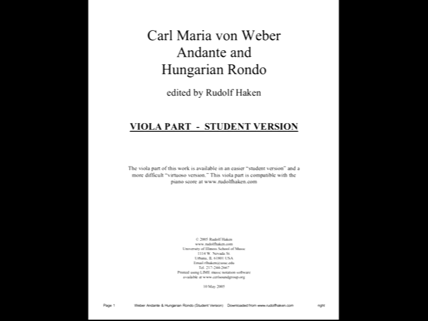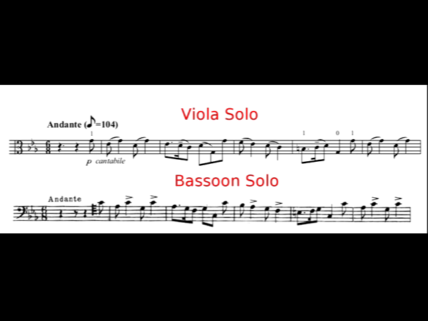My former colleague, Rudolf Haken, shows many slurs indicated in his version of the viola solo. Just compare this to the lack of slurs provided by Weber in the bassoon part.